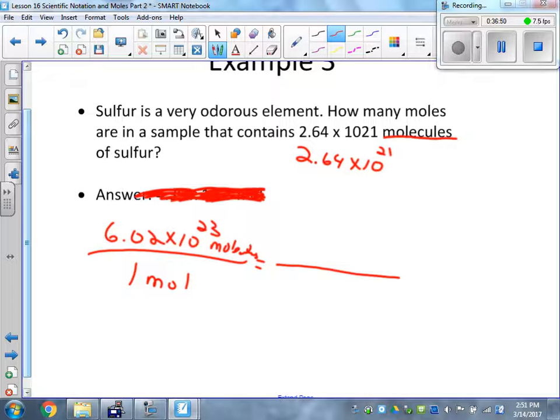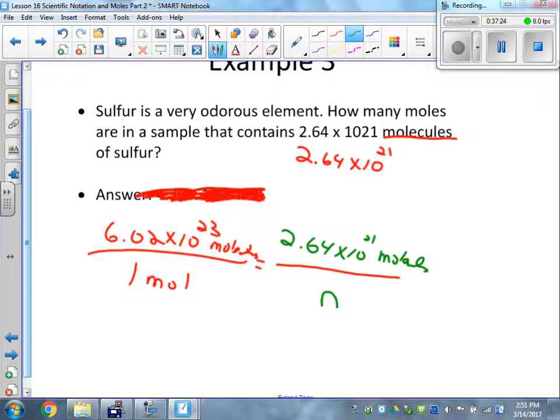Okay. I have 2.64 times 10 to the 21 molecules. Should I put that in the top here or the bottom? What do you think? Top or bottom? Top. Yes? Okay, we want to keep it the same. So I'm going to put my 2.64 times 10 to the 21 molecules here. And once again, moles here. I'm just going to put an N there because N represents number of moles. Okay? That's just the letter we use.